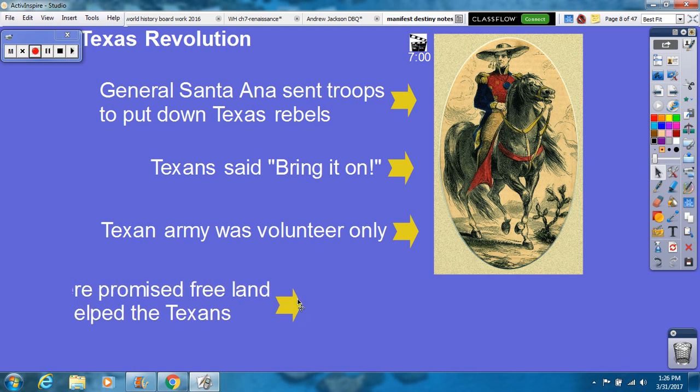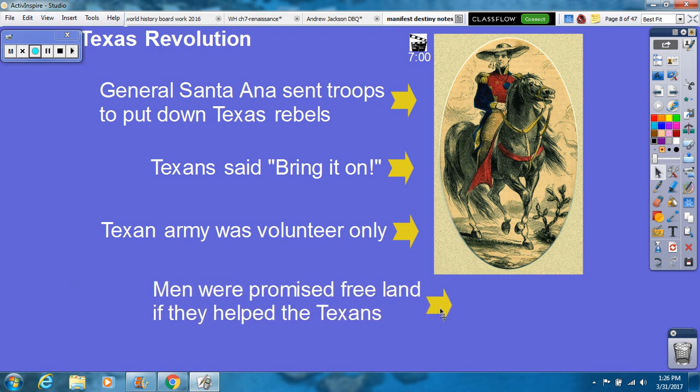Now, what caused the Texans to want to fight? Well, they were promised land. You realize land is super expensive in the East, and there's no money and opportunity in the East, so these people are now promised land. Land equals opportunity, equals promised wealth, equals the American dream, so they're very eager to fight. And they are fierce fighters, and they are going to face the Mexican army in the Alamo.